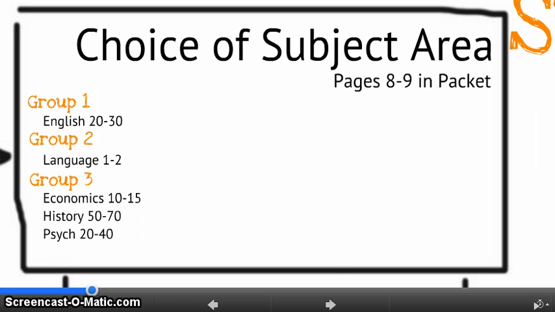Group 3, Econ, History, Psych. This tends to be our biggest area that students choose.